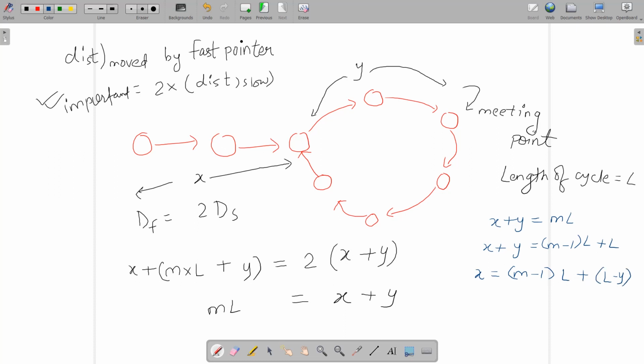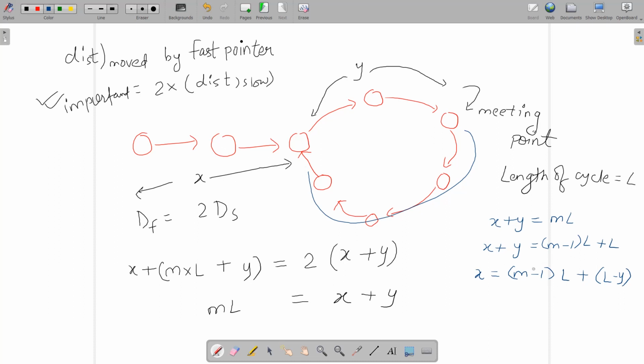You can see x is actually the distance between the head of the linked list to the start of the cycle of this linked list, and (m minus 1) L is the number of times, m minus 1 times, the first pointer has iterated, and this L minus y is the meeting point to the start of the linked list cycle. You can see L, the length of the cycle, minus y, that is the start of the linked list cycle to the meeting point. If you subtract it, you will find out this distance.